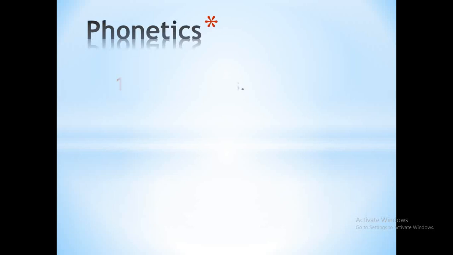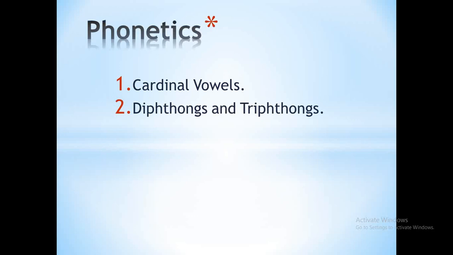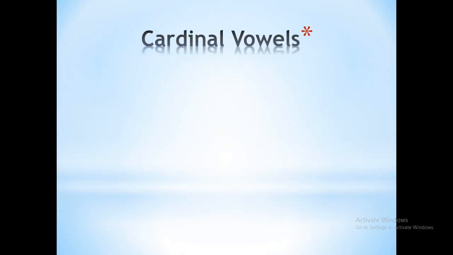The first one is about cardinal vowels and the second one is about diphthongs and triphthongs. Diphthongs and triphthongs are important things in phonetics. So to understand diphthongs and triphthongs, we have to understand cardinal vowels. So we will start with cardinal vowels.